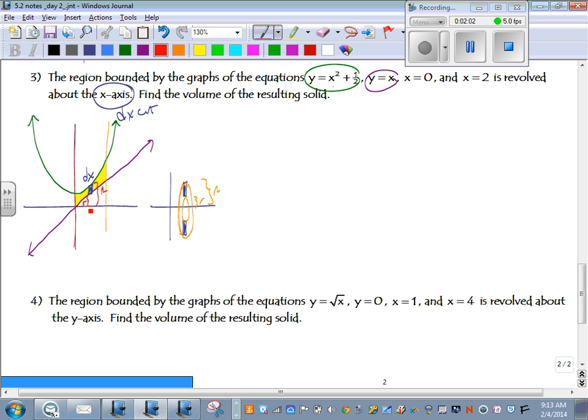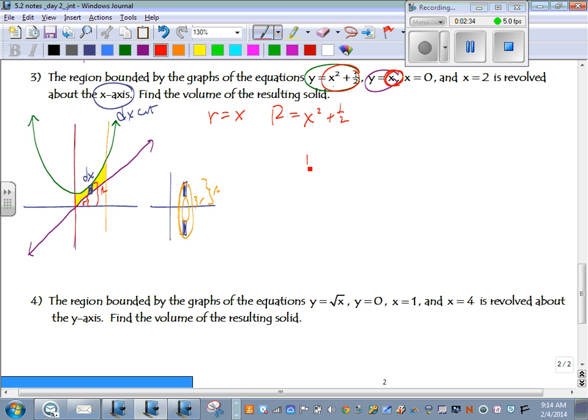So the little radius is always going from the x-axis to the line. So that's going to be our little radius. The dx cut has to be in terms of x, so r is just going to be x. It's the y value of the line, but the y value is equal to x. The big radius is equal to the y value of the parabola, but we have to do it in terms of x. So the big radius is going to be x squared plus 1/2.